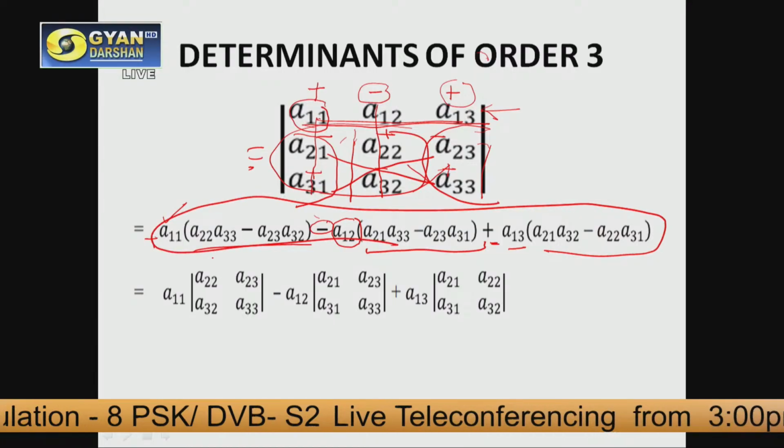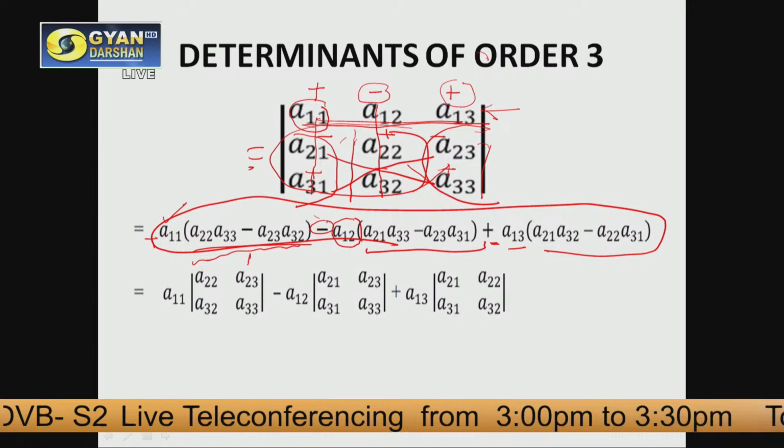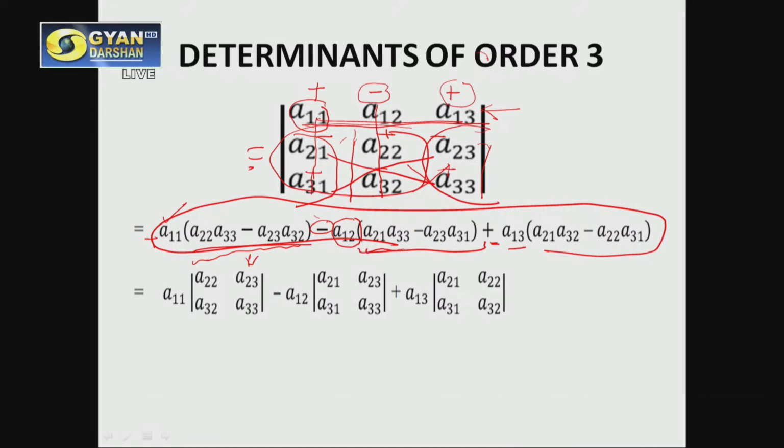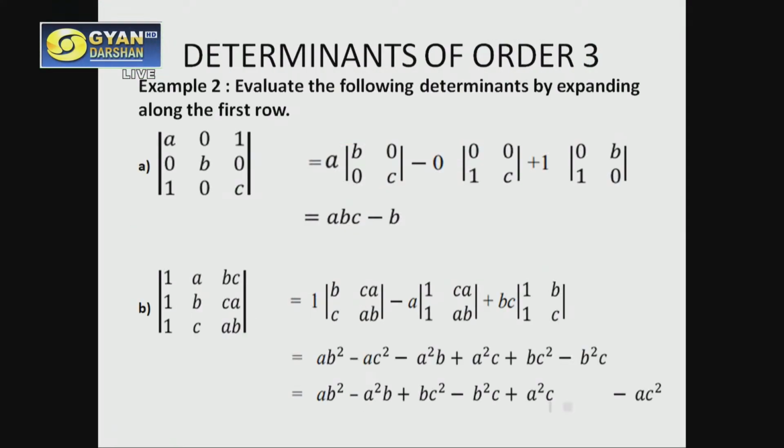You just monitor that each parenthesis is actually this determinant, this determinant, and this final parenthesis is actually this determinant. But you need to understand that there is a fluctuation in the sign. The first sign is positive, the second sign is negative, and then the third sign is positive. We will take care of this fluctuation in sign by understanding the concept of minors and cofactors. Before that, let's understand how to solve the determinants of order 3.